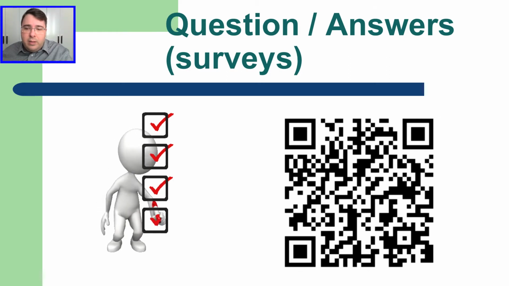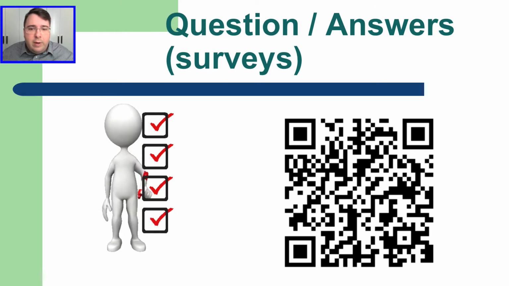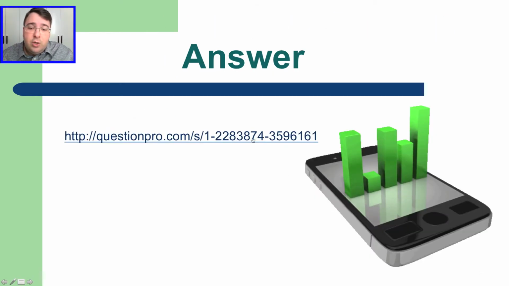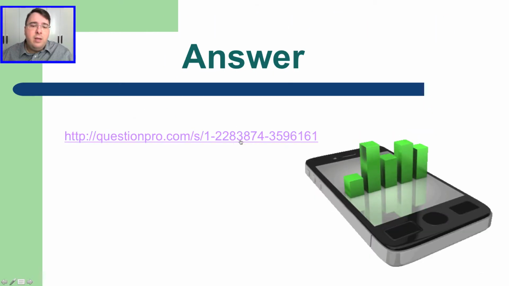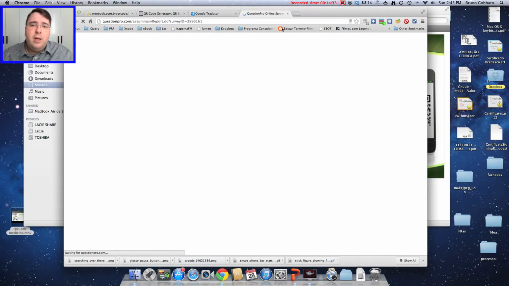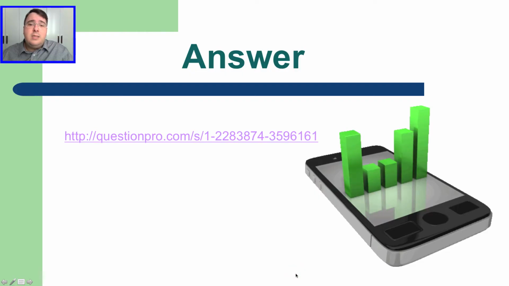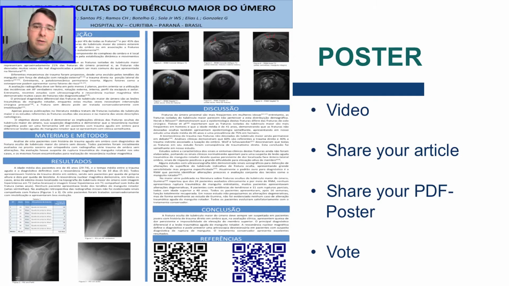It's live, okay, and people are responding, and then you can just show the results live. It's a live example. I click here, and I will have here 2 results. I prefer Mac, 100%, with 2 votes: my previous vote, and now my live vote. This is an example of how QR codes can enhance your presentation and perform surveys.